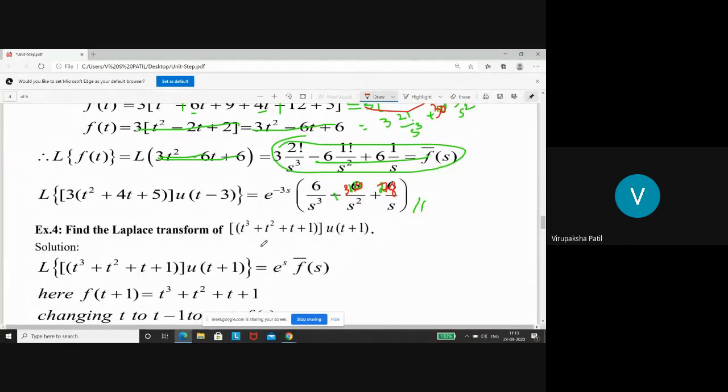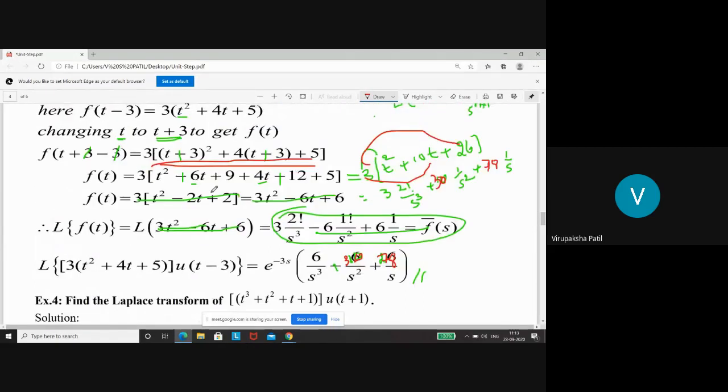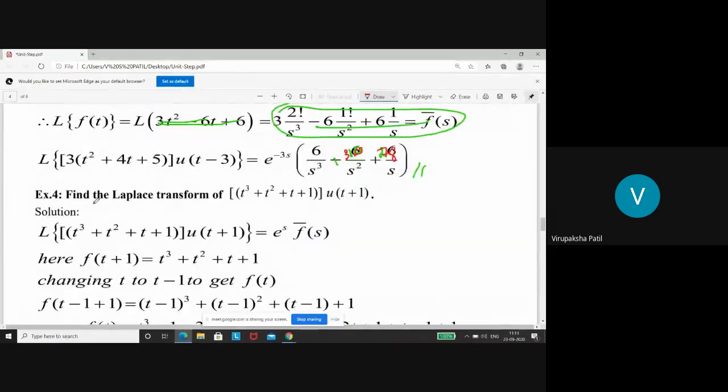So now shall we go for the next example? When I provide the notes, I will make this correction and send it to you. Now find the Laplace transform of t cube plus t square plus t plus 1 into u of t plus 1. See here, instead of t minus 1, they have given t plus 1. We have to be a little bit careful in this case.